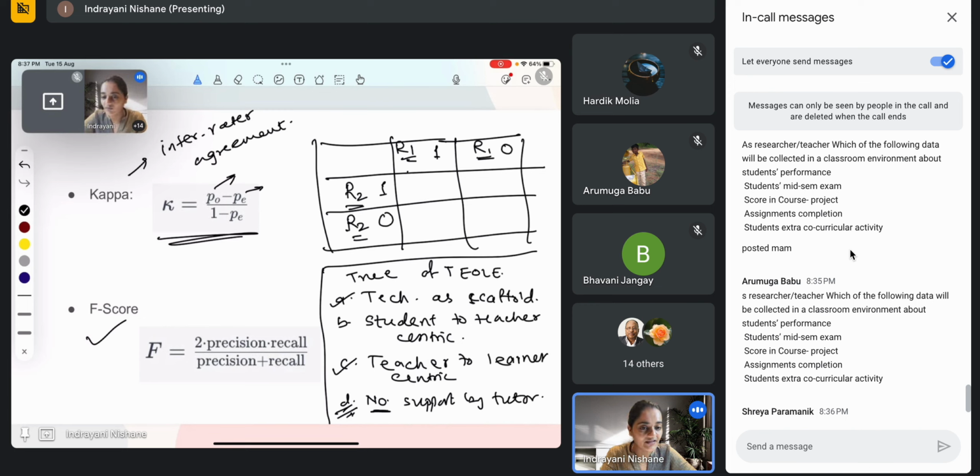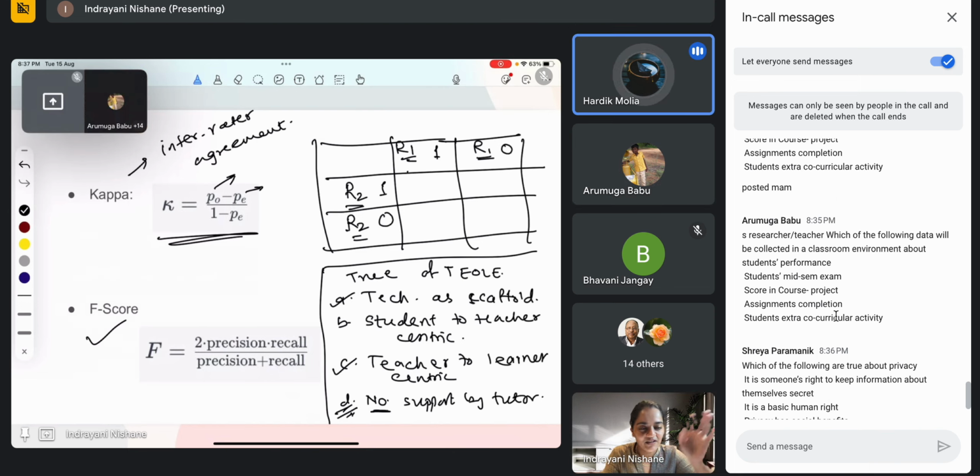All these things will be considered. But when this course is being taught and the questions are being formulated, we don't consider school kids. Even when I am discussing, I will be considering undergraduate students. I will rarely talk about school kids. So that may be the reason that students' extra or co-curricular activity was not included as the correct option. Okay, ma'am. Thank you very much, ma'am.